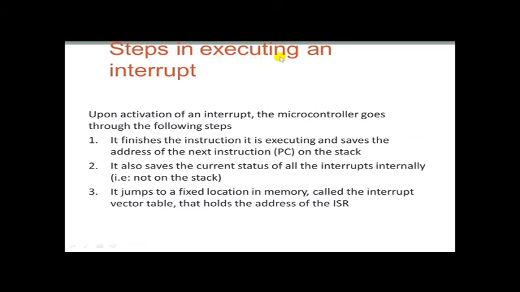Steps in executing an interrupt. Upon activation of an interrupt, the microcontroller goes through the following steps. There are three steps. Step number 1, it finishes the instruction it is executing and saves the address of the next instruction, that is the PC, on the stack. Step 2, it also saves the current status of all the interrupts internally, that is, not on the stack. Step 3, it jumps to the fixed location in memory, called the interrupt vector table, that holds the address of the interrupt service routine. These are the three steps used for executing an interrupt.